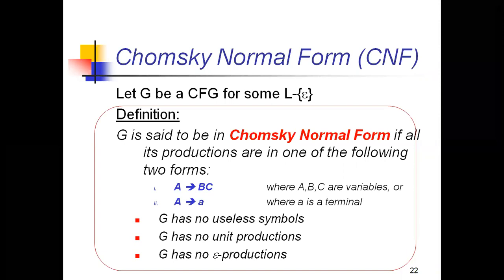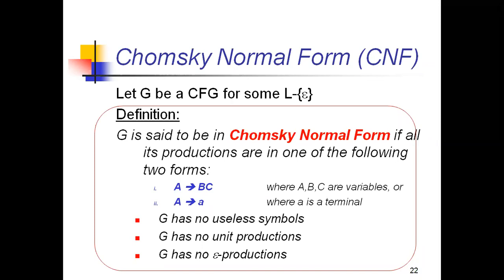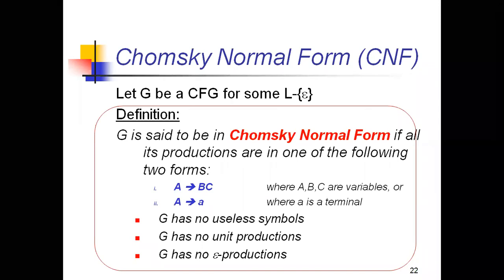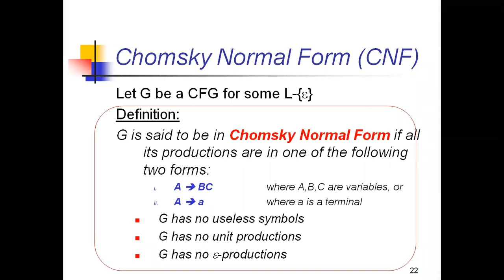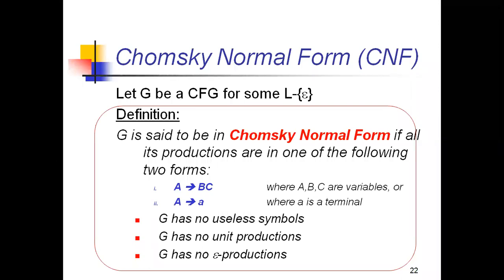And this is the syntax of the Chomsky normal form. The syntax has two productions with the same variable. The first is a variable tends to at most two variables, not more than two, only two are acceptable here. And A tends to a, where only one terminal should be derived from this variable. That's the syntax of this Chomsky normal form.